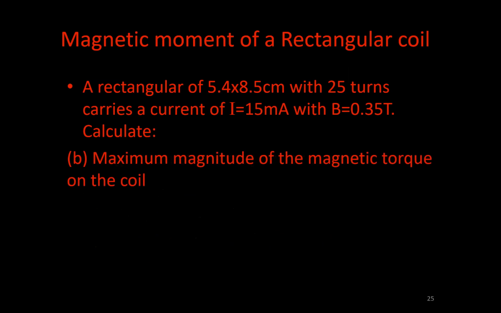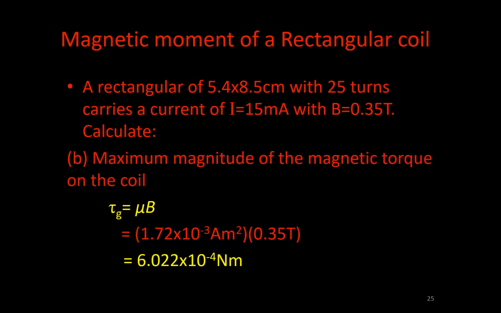So, our next part was to calculate the maximum magnitude of the magnetic torque. That is simply mu times B. We already calculated mu in the previous part. That's our 1.72 times 10 to the minus 3 amp meters squared. Let's multiply that by 0.35 Tesla. It's the definition of the Tesla that makes this work, because that tells us how much force essentially we'll get on a charged particle. And that will equal 6 times 10 to the minus 4 Newton meters in torque.